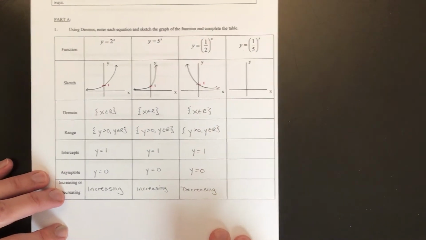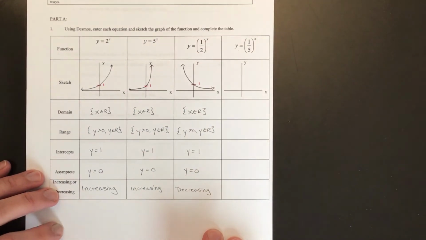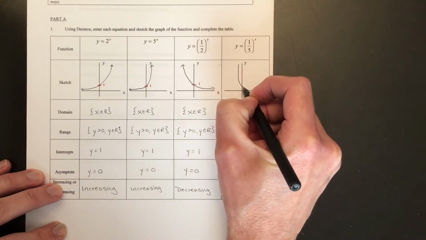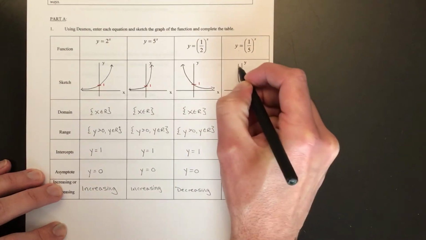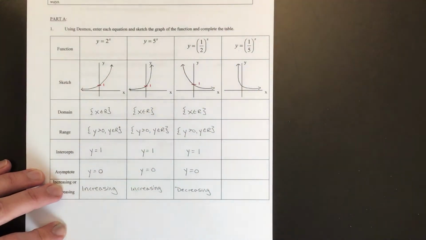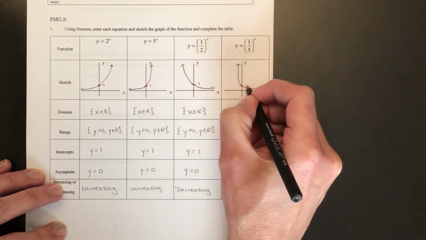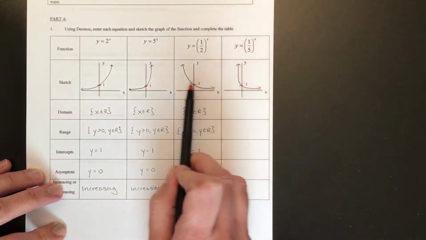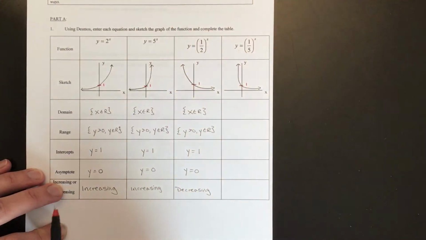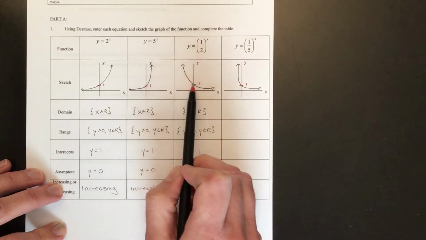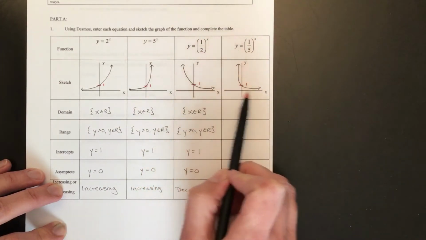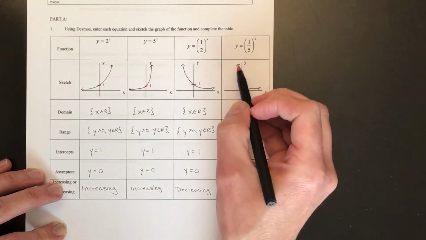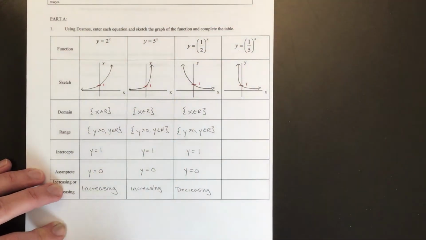And for our last graph, 1/5 the exponent x, again, same characteristics, still crossing at 1. The difference, much more steep of a decrease. 1/2, a bit more gradual. 1/5, much more steep. So the smaller the fraction, the steeper the decrease.